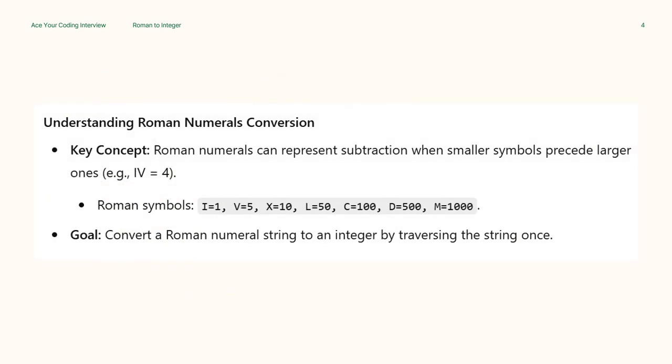Roman numerals use specific symbols to represent numeric values, such as I for 1, V for 5, X for 10, L for 50, C for 100, D for 500, and M for 1000. One of their unique features is the ability to represent subtraction when a smaller symbol is placed before a larger one, as in IV, where I precedes V to indicate 4.